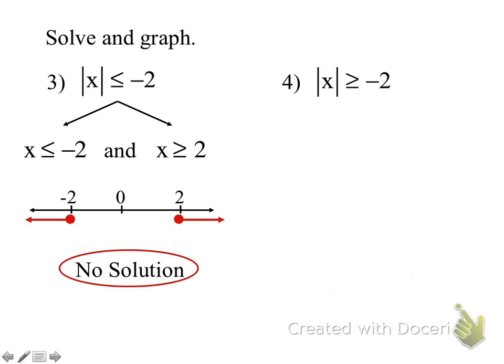Now let's go on to the next one. Okay, so we're going to branch it again. X is greater than or equal to negative 2, or x is less than or equal to positive 2. We take the opposite. Instead of negative this time, we're setting it equal to the negative 2. So if I do that, I have to flip the inequality. Okay? And then, is this an and or an or statement? It's or.